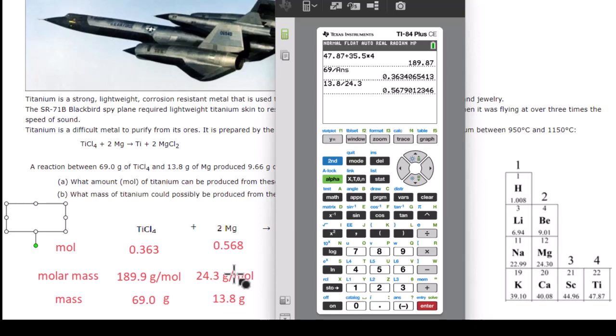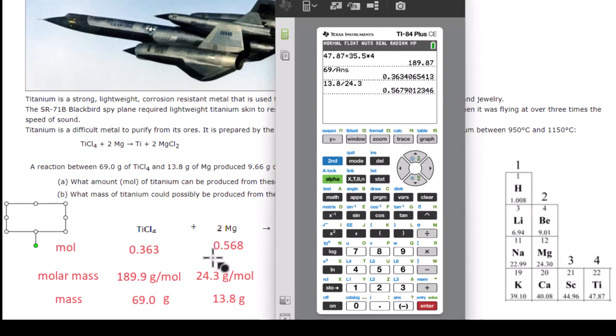You need both reactants for this to occur. As soon as you run out of one, the other one's saying, hey, I've got nothing to react with. Two magnesiums have got to react with one titanium. Looks like we've got plenty of magnesium here, 0.568. So you say, hey, I'm not going to run out of magnesium, but this is a 1 to 2 reaction. You're going to need twice as much magnesium as titanium tetrachloride. And you can see here, if you need twice as much, we don't have quite that amount.